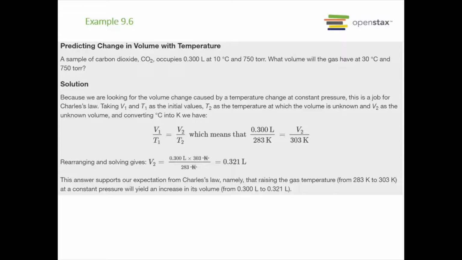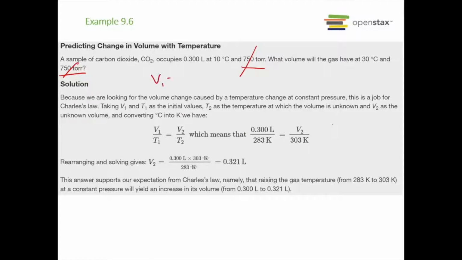For an example, we have a sample of carbon dioxide. We're given a volume at 10 degrees Celsius and 750 torr. What volume will it have at 30 degrees Celsius and 750 torr? So it's telling us our pressure is the same, so we don't even need that information. That is one way, though, to know, okay, this is Charles's law. If you have multiple problems and you're not sure which one to use, you could say, oh, pressure is constant, amount of gas is constant, so that means Charles's law.